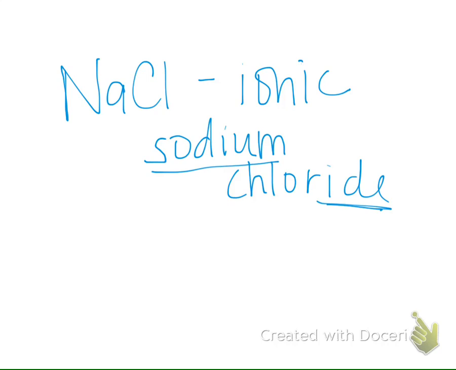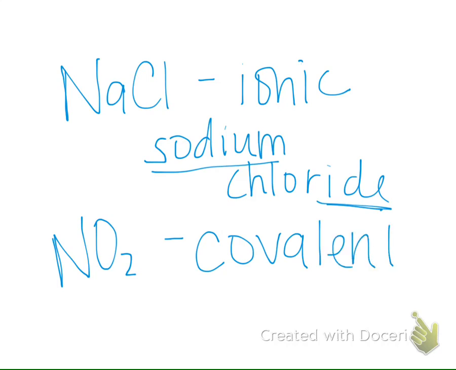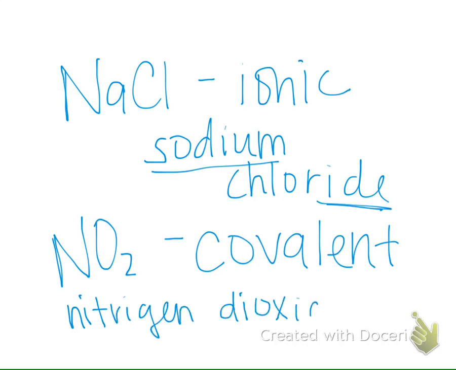Okay, what about this molecule? Is it ionic or covalent? Covalent. Okay, so we are going to name that with a new system. And the name of this molecule is nitrogen dioxide. Nitrogen dioxide. Okay, so you can start kind of seeing the patterns, but we're going to go through the rules for covalent compounds and covalent naming.